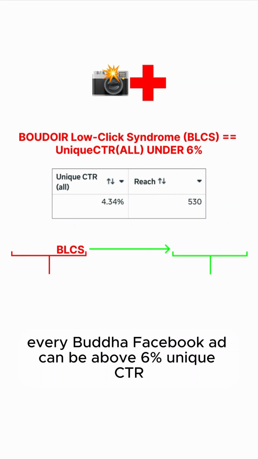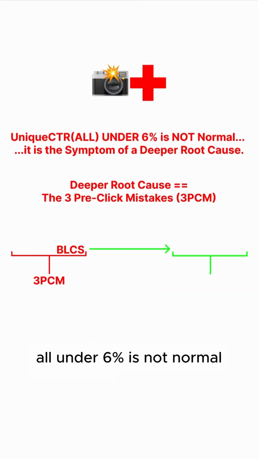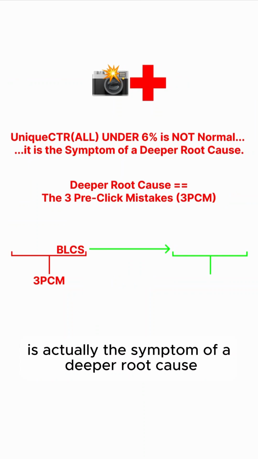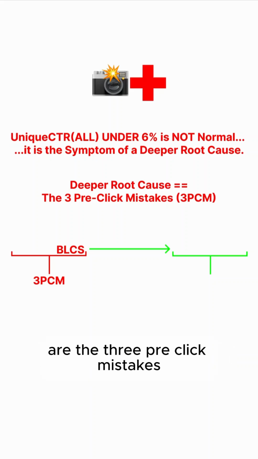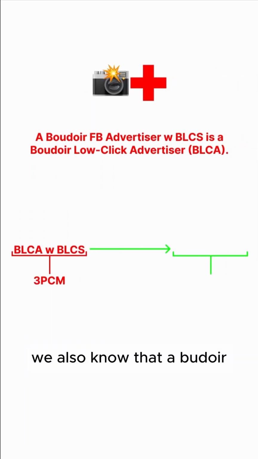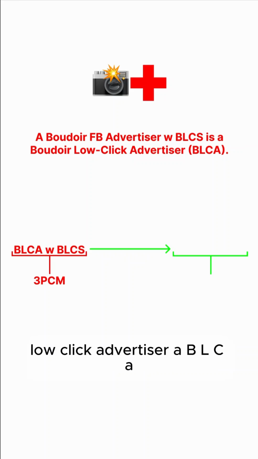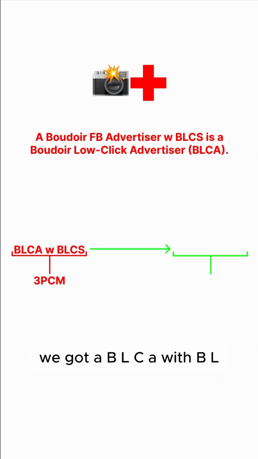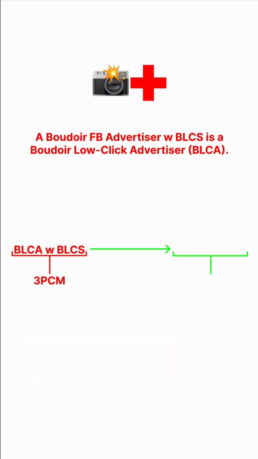Every Boudoir Facebook ad can be above 6% unique CTR easy, and that's because unique CTR under 6% is not normal. It's actually the symptom of a deeper root cause, and that deeper root cause is the 3 pre-click mistakes, which we'll talk about more at the end. We also know that a Boudoir Facebook advertiser with BLCS is a Boudoir low click advertiser, a BLCA. So our universe is building up here. A BLCA with BLCS is caused by the 3 pre-click mistakes.